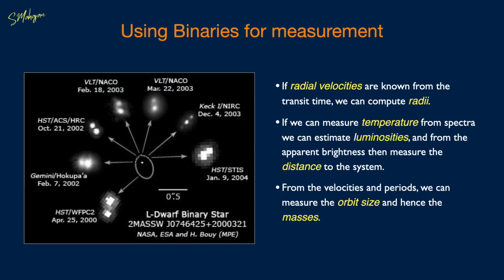To summarize, different categories of binaries help astronomers determine different parameters of stars, some of which we discussed in this video. We'll continue learning more about stars in the next video.